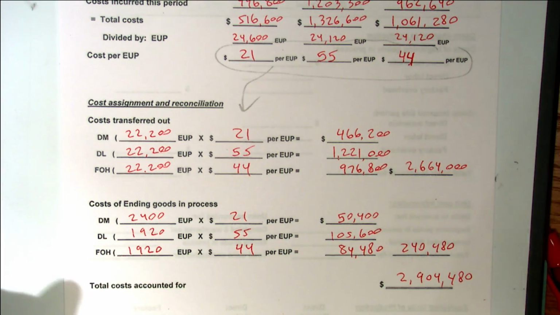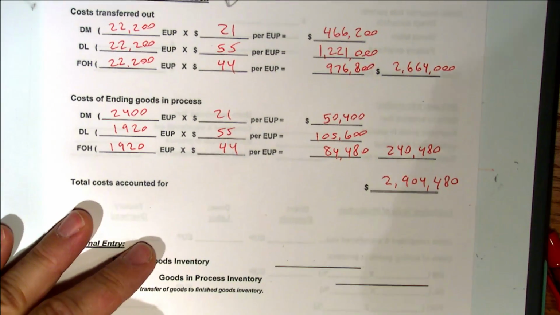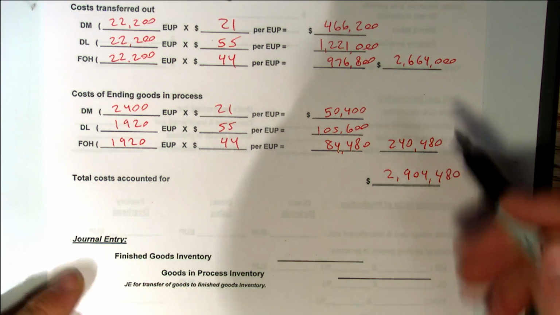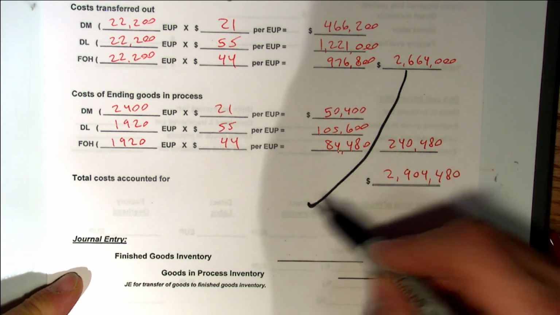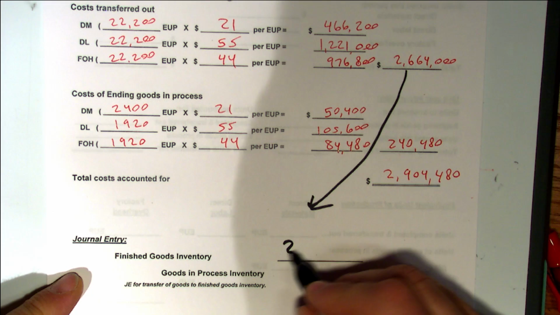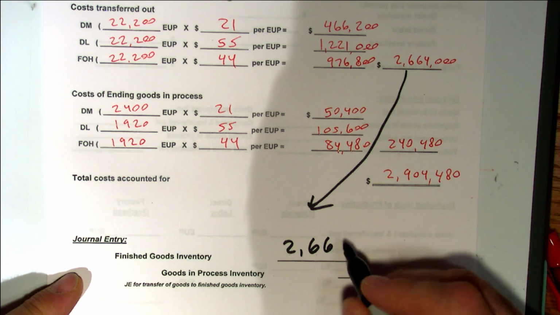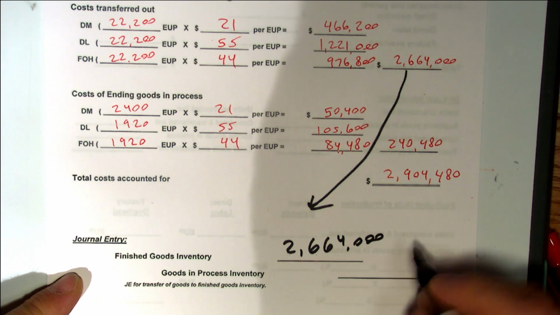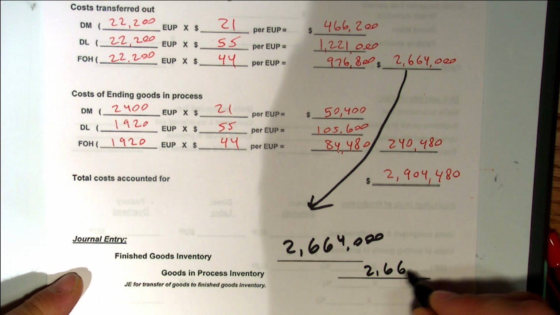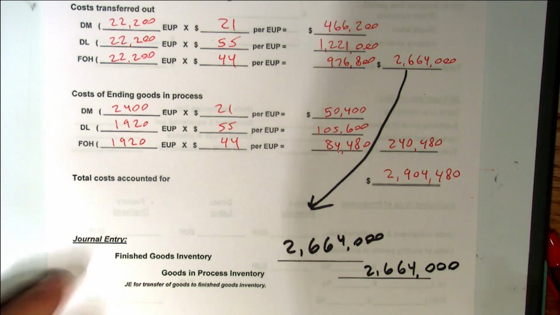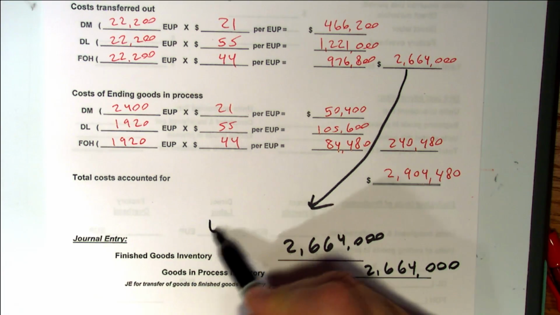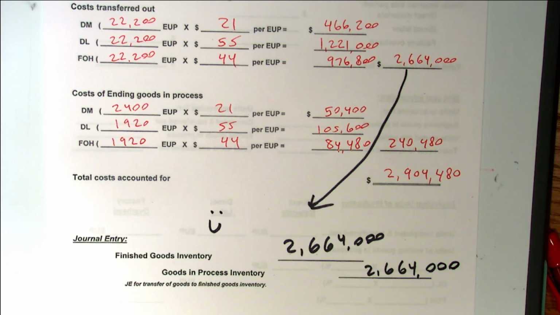So now we can fill out our journal entry with which of these numbers? Cost transferred out, 2,664,000. And there's our journal entry. Correct? Now, you guys, did you figure out where your mistake was? We just had an adding error. It was just a math error. Easy to do, isn't it?